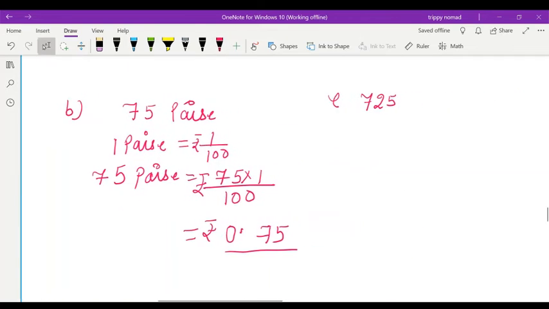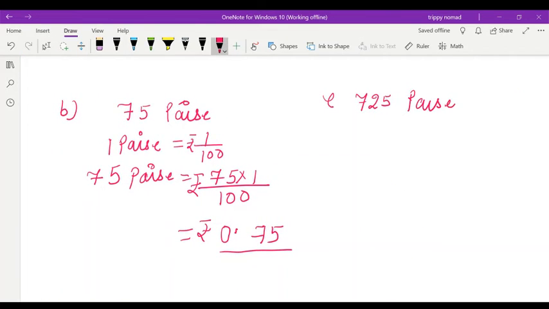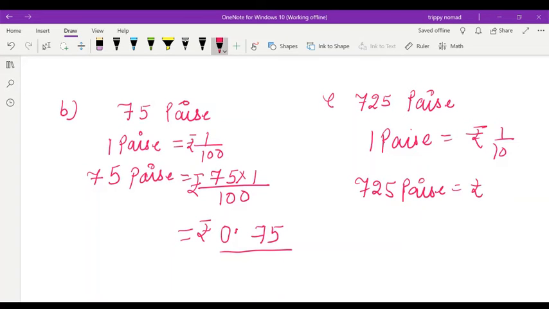E part you see, 725 paise. Again you will write 1 paise is equal to rupee 1 upon 100. Then 725 paise is equal to rupee 725 upon 100, and it will become 7.25 rupees.